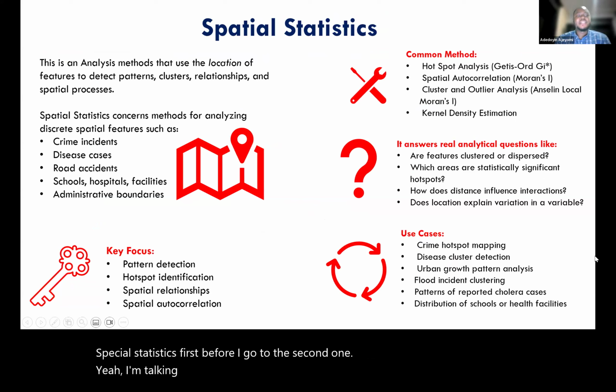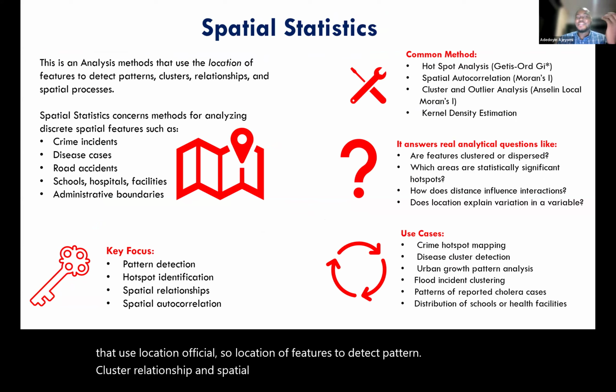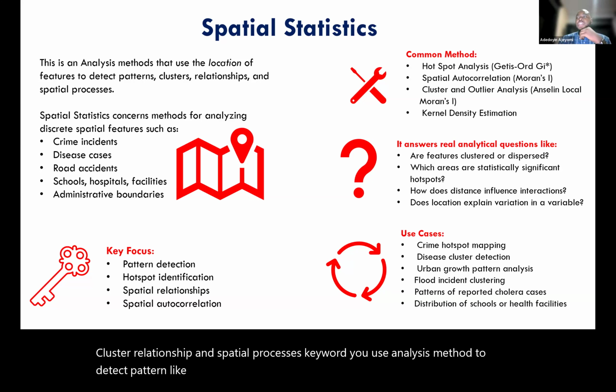So what is spatial statistics? This is an analysis method that uses the location of features to detect patterns, clusters, relationships, and spatial processes. Keyword: you use the analysis method to detect patterns. Like I said, you look at crime, you look at clashes, you look at diseases that are spreading.